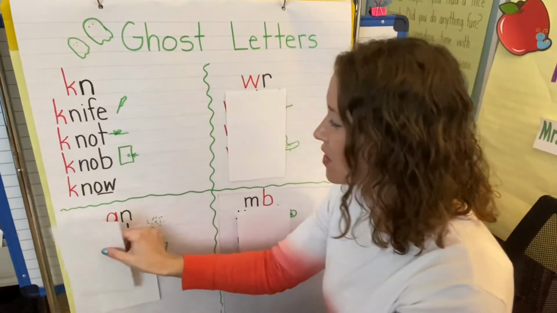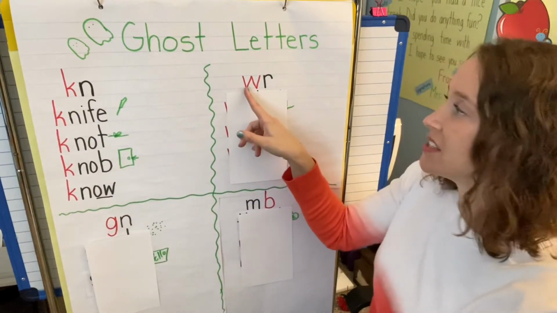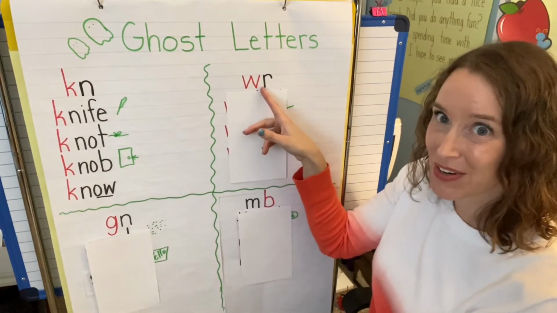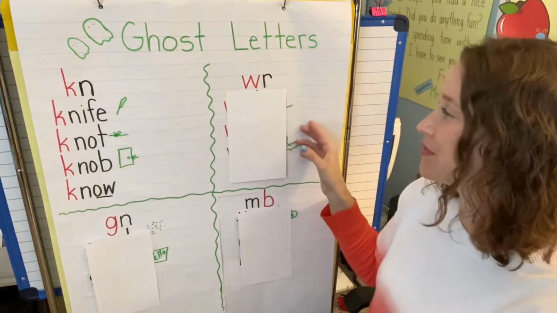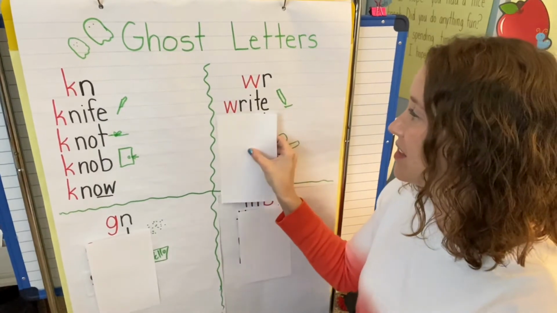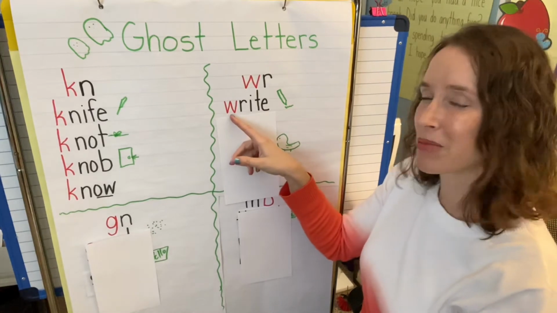So let's take a look at our next one over here. WR. The W is silent and the R goes right on to making its sound. So that's our ghost letter W. This is a familiar word. Ooh, skip right over the W.